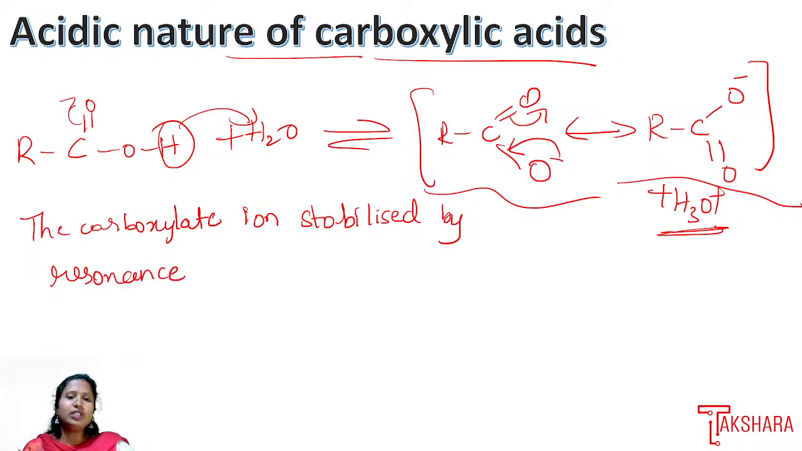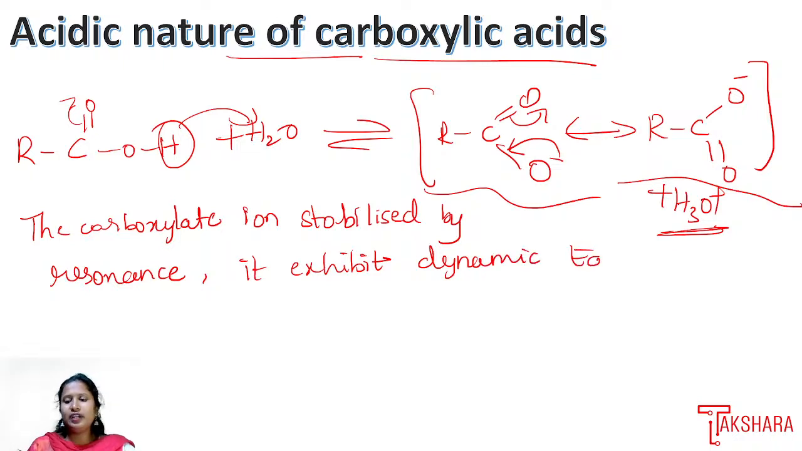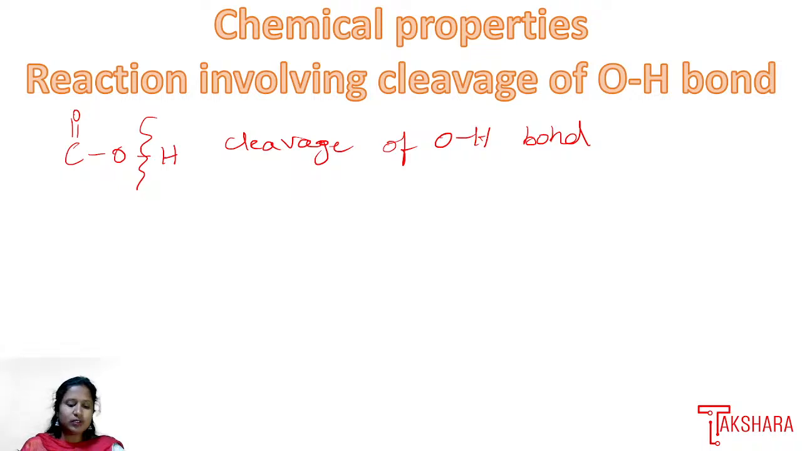The carboxylate ion is stabilized by what? Resonance. It is able to form two forms of resonating structure, so that it is acidic in nature, and it also exhibits dynamic equilibrium, involving cleavage of the OH bond. Because of the acidic nature of carboxylic acids, let us take a few reactions for that.